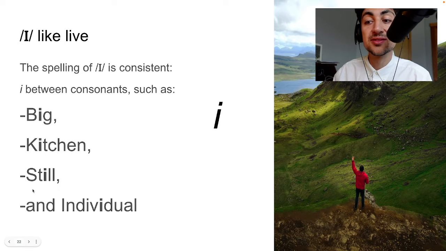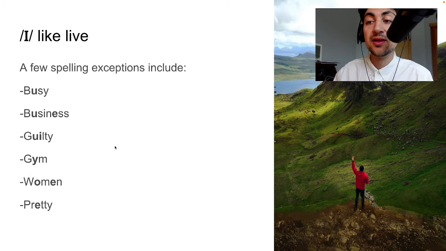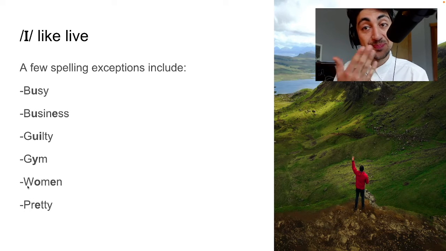Kitchen, still, individual. Exceptions to this rule include words like busy, business, guilty, gym, women, pretty. Like here, look at this. Women. The same vowel twice with two different letters.